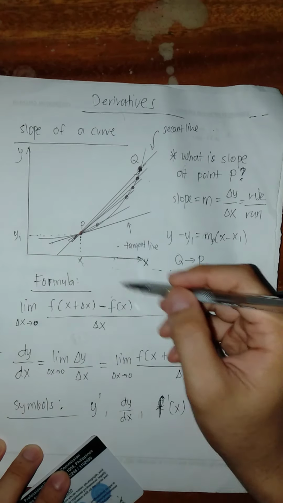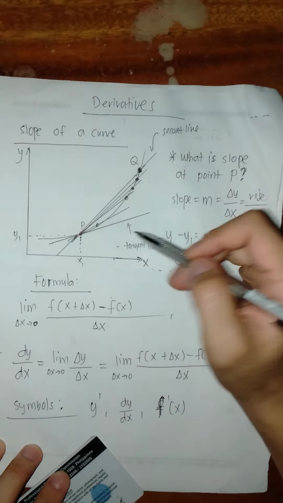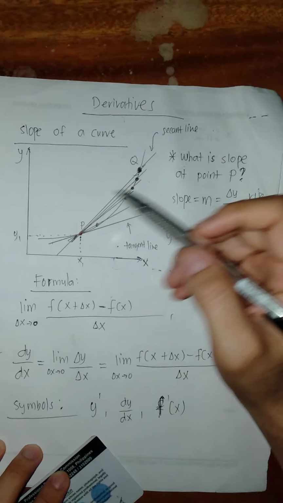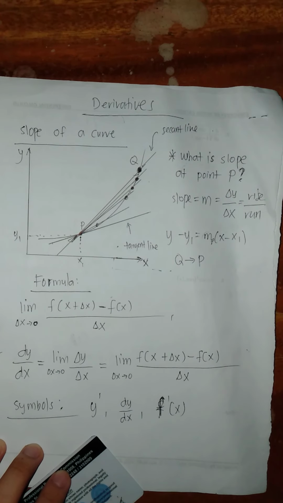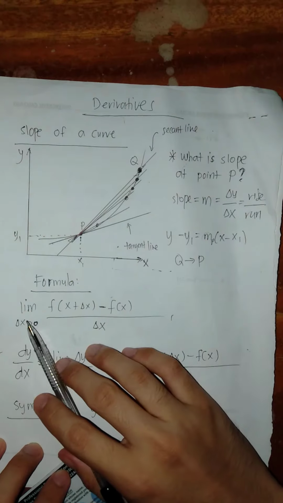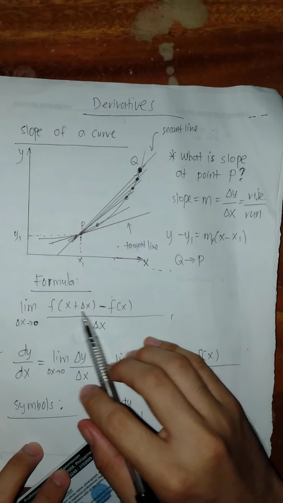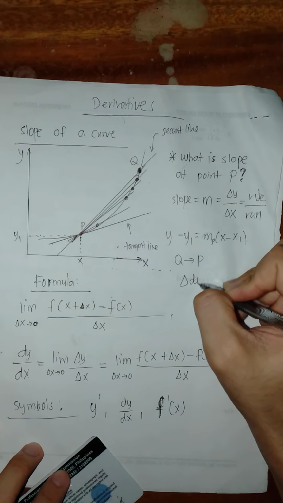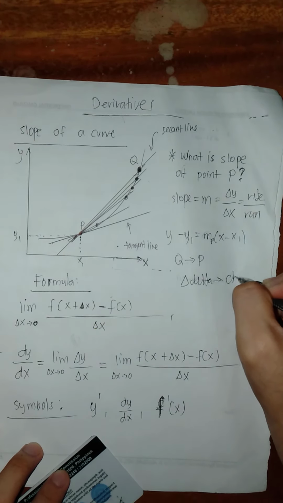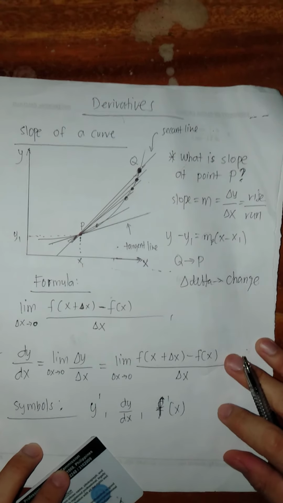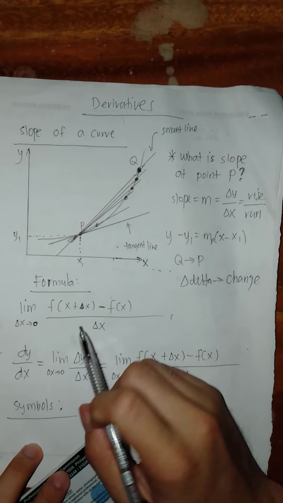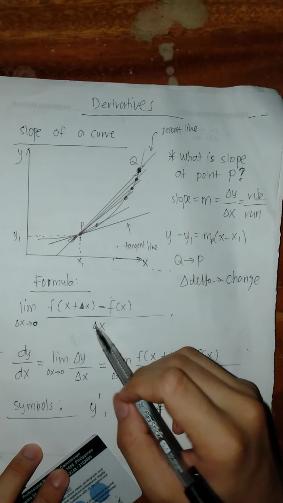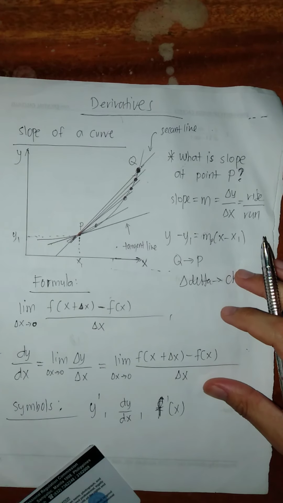So here it is. The formula for getting the derivative of a function, anywhere on this point, is the limit of the function of x plus delta x, minus the function of x, over delta x, as delta x approaches 0. Notice we have a symbol for delta. Delta means change.